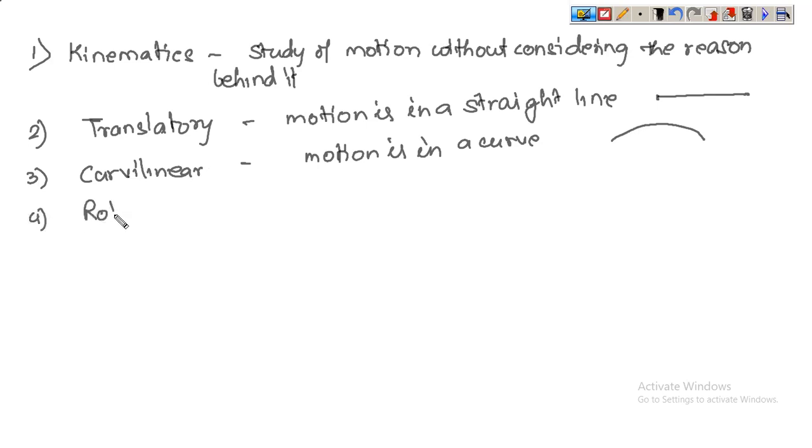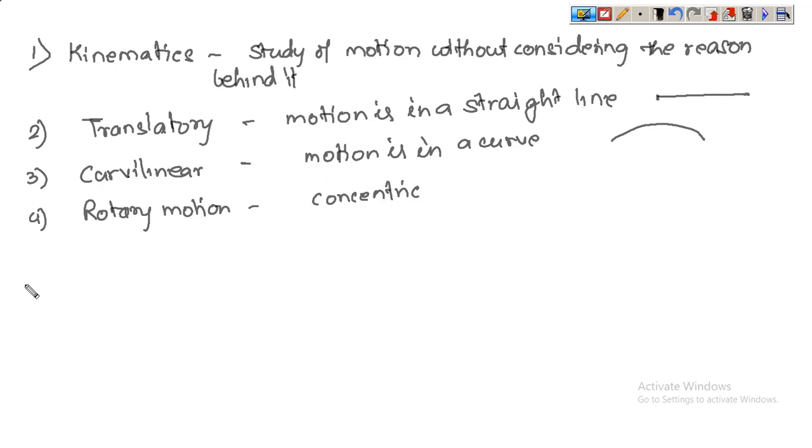Fourth is rotary motion. In the case of a rotary motion, we see that the body moves in concentric circles. Concentric circles means these are circles which have the same center, but they have variable radius. So, these are different types of motions that we encounter in our day-to-day life.